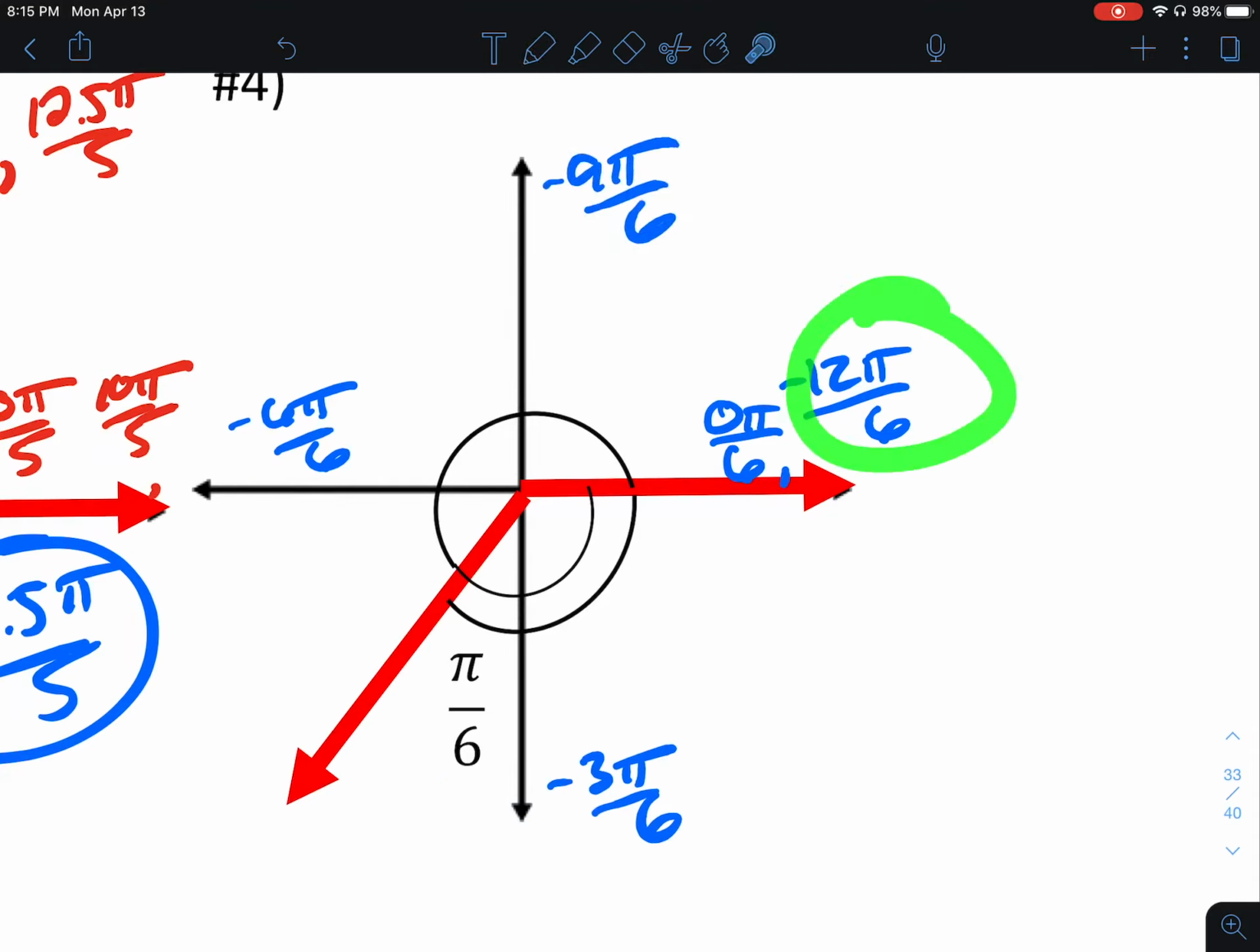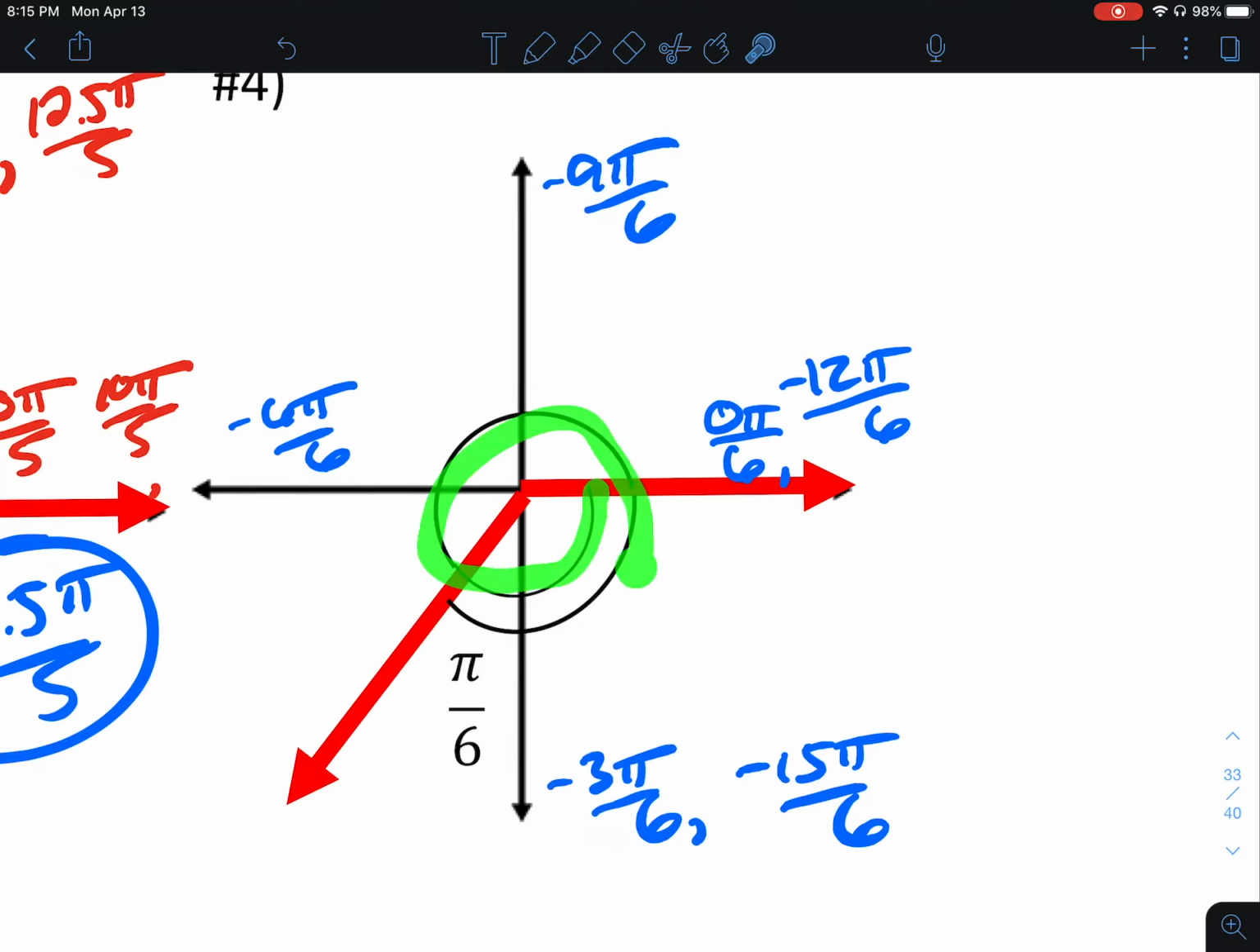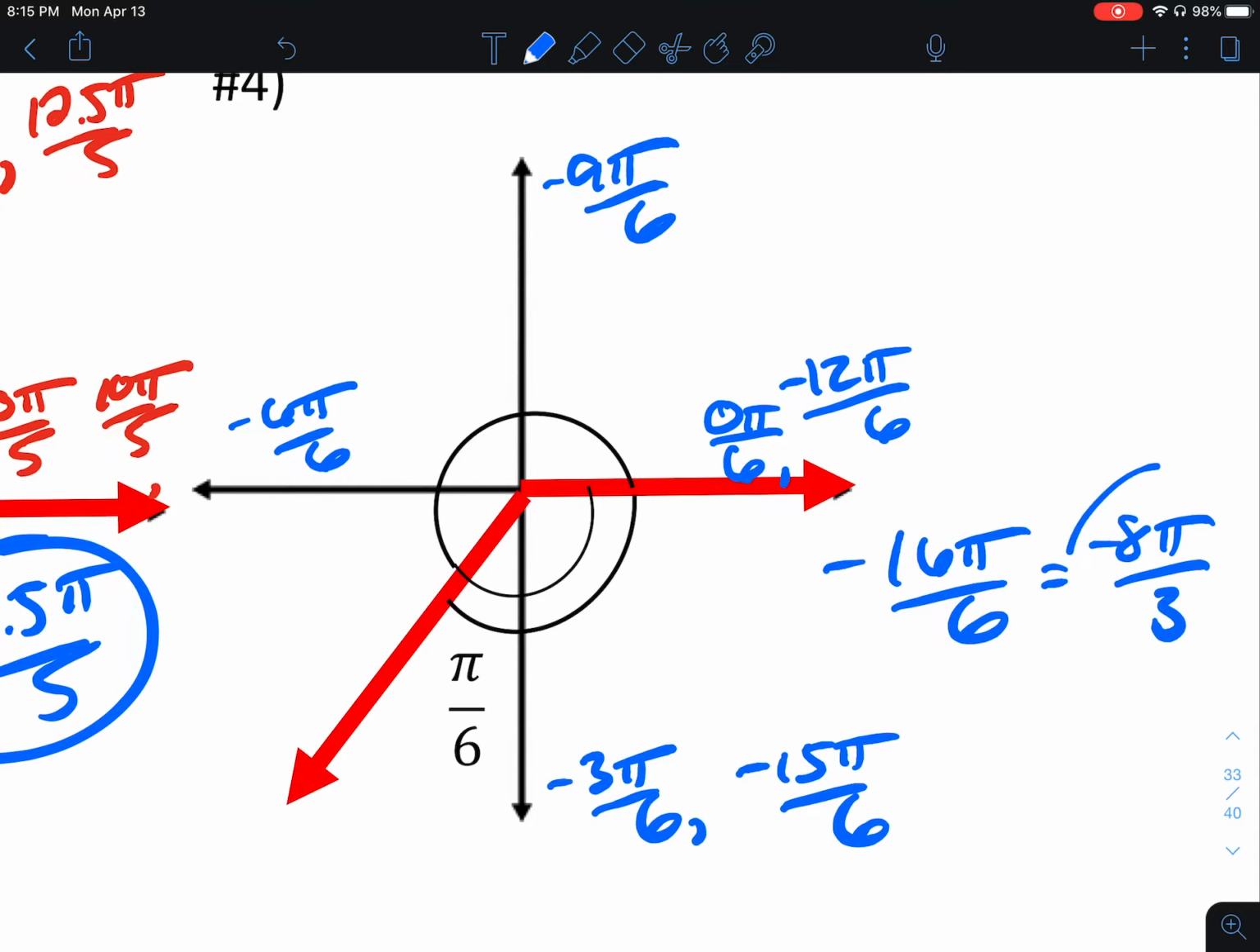Then we got negative 12 pi over 6. Then we got negative 15 pi over 6. So to get all the way around to here, we're at negative 15 pi over 6. We go pi over 6 more. That's going to put us at negative 16 pi over 6, and that reduces to negative 8 pi over 3.